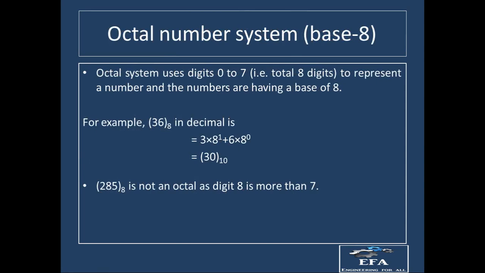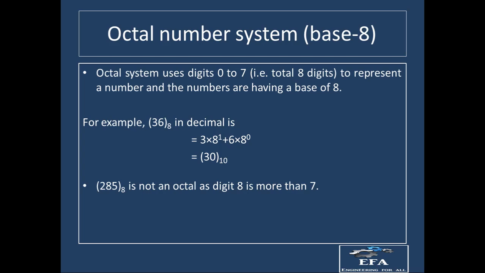Now the next one is the octal number system. In the octal number system we are having the base equal to 8. As we have already discussed, the range of the octal number system is from 0 to 7. Therefore, in total there are 8 digits that represent the octal number system.